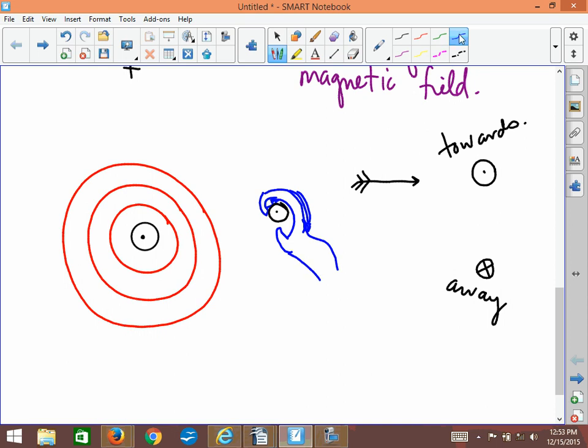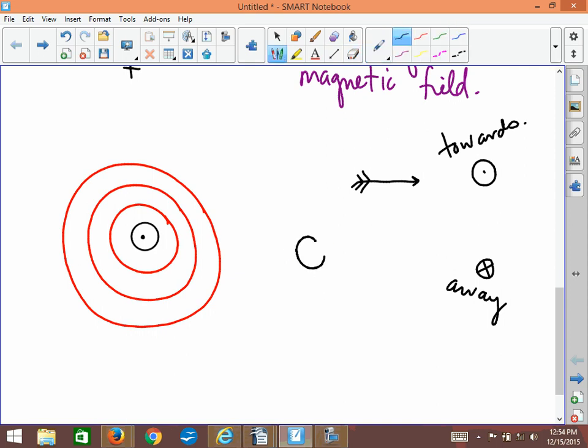What's hard to draw is that this part of your thumb is actually sticking straight out of the screen towards you. Straight out of the screen. Whereas your fingers are bent over that way. Right? Bent over like that. I could probably do that slightly better if I try one more time, but I think you get the idea.